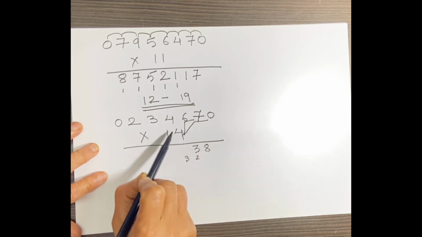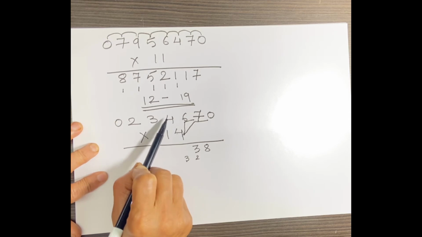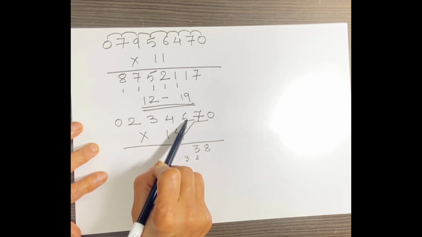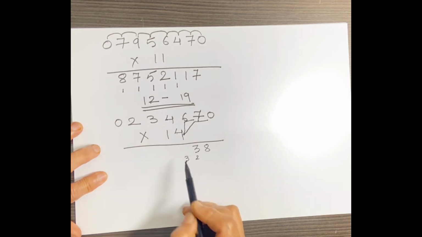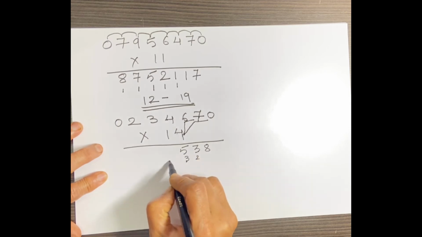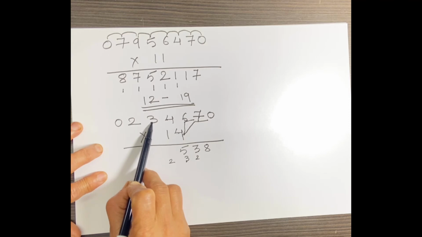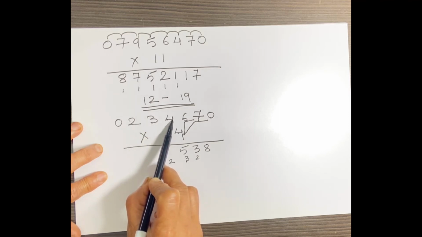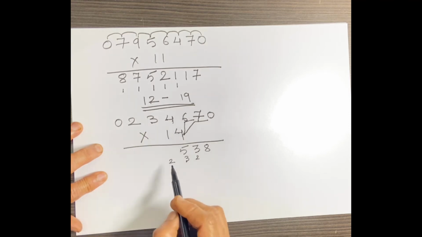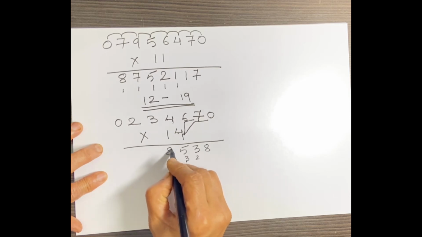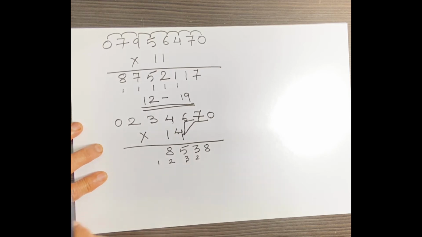Now, next step is the same. 4 fours are 16. 16 plus 6, 22. 22 plus 3, 25. Same next step. 4 threes are 12. Go back and add 12 plus 4, 16. 16 plus 2, 18. 1 will be carry over.